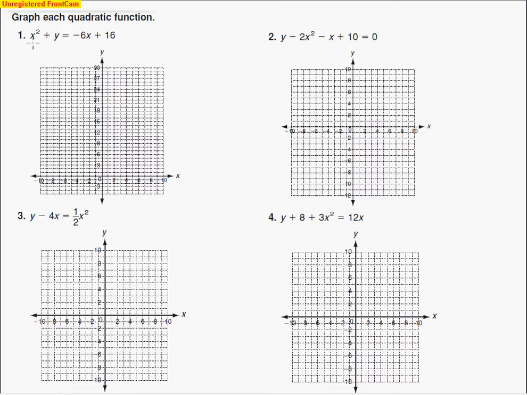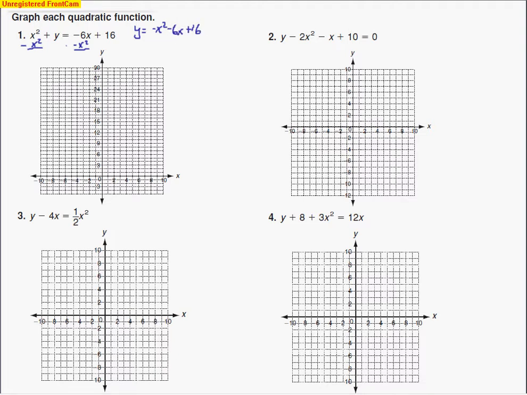So the first thing I would do is just get y by itself. You've got to subtract that x squared from both sides. So once you've done that, you've got your equation that you'll use: y equals the opposite of x squared minus 6x plus 16.